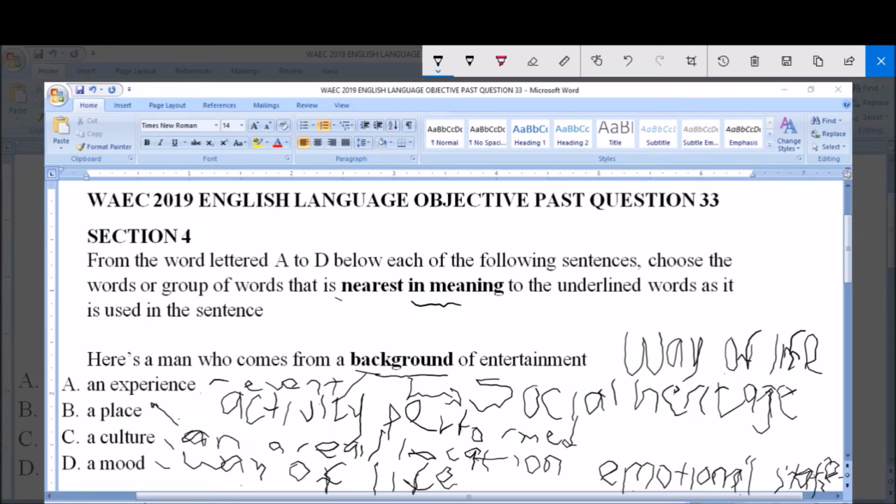Now, we said background is best described as social heritage or way of life, and the word that has the similar meaning is culture, a culture which is also best described as a way of life. Therefore, the correct answer is C, a culture, which is nearest in meaning to the word background.